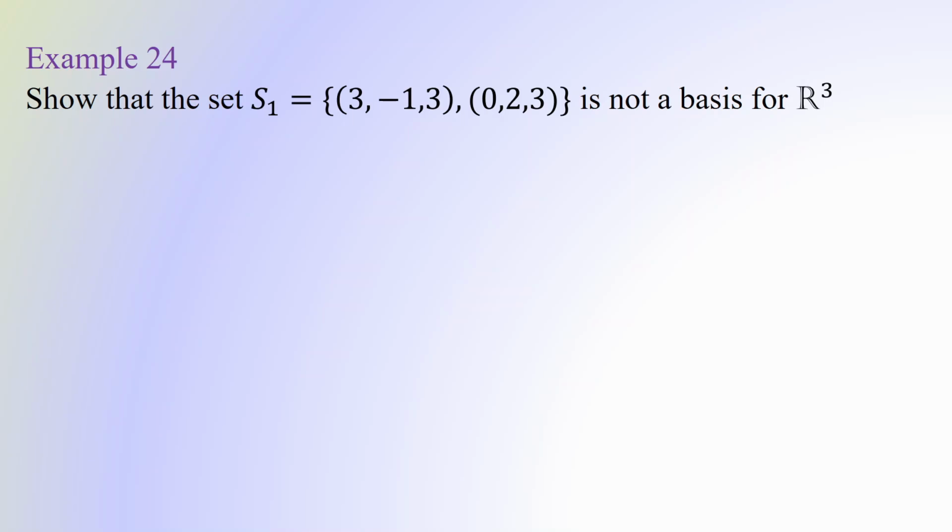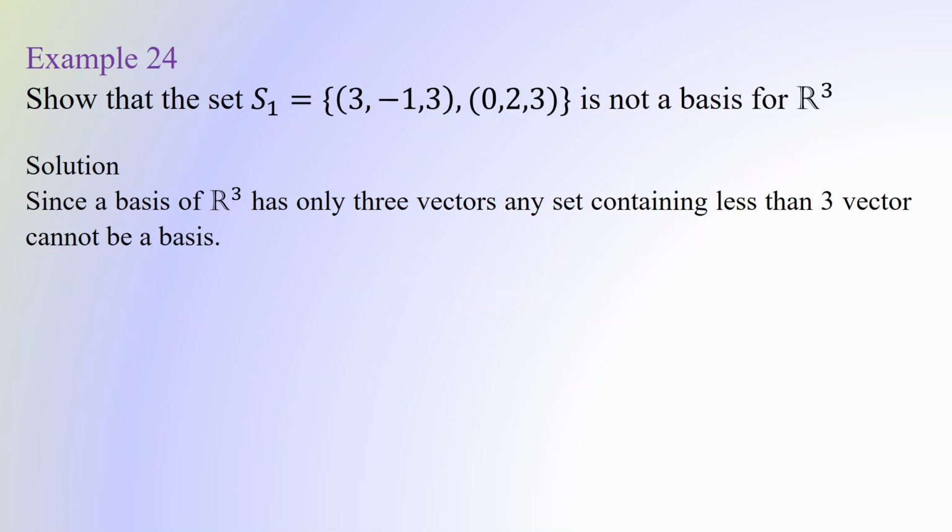Now we want to show that this is not a basis. It contains only two vectors. R3 has three vectors in its basis, as you may remember, E1, E2, E3. So the number of elements in the basis is equal to 3. But for S1 we have only two vectors, so it cannot be a basis for R3.